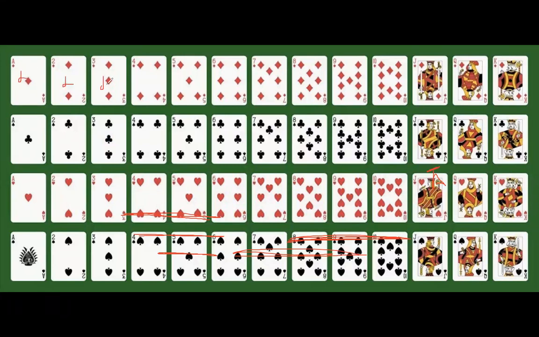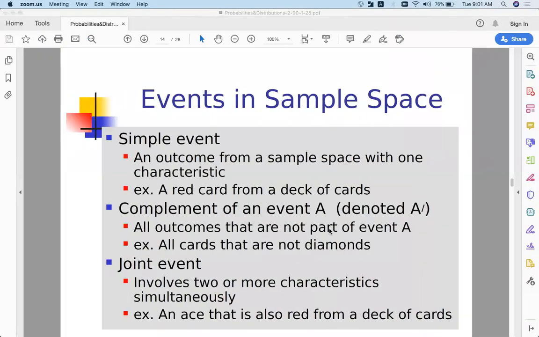What do you end up with? This is 39. I just remove these guys. So all these cards are your candidates. All cards that are not diamonds. So that is a complement of an event. I hope you guys are following.